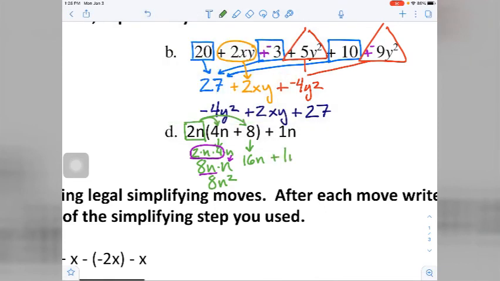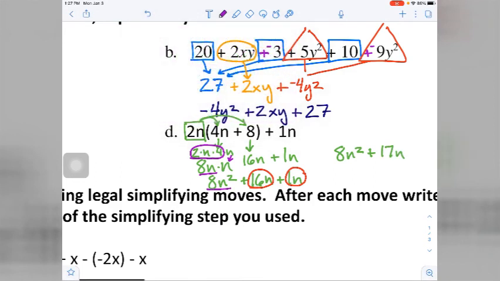And then we have this 1n out here. So I would have 8n squared plus 16n plus 1n, and if I simplify that, I can combine 16n and 1n, and that would give me 17n. So my final simplified value would be 8n squared plus 17n.